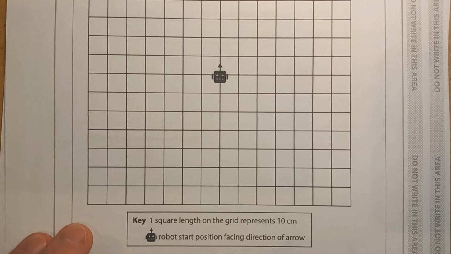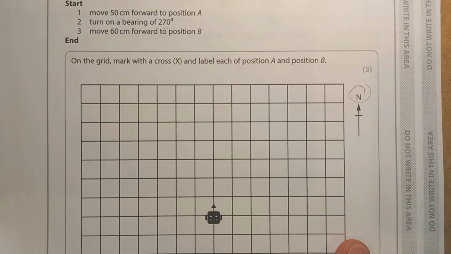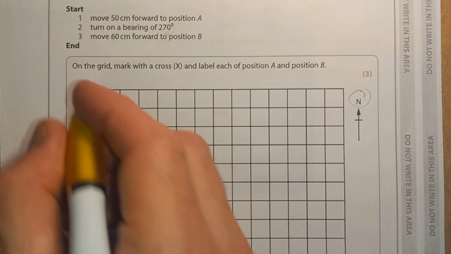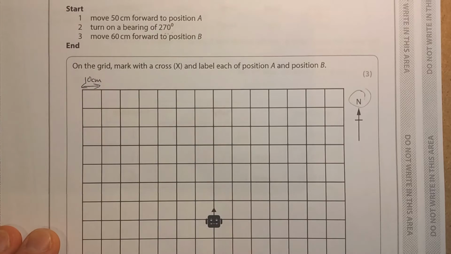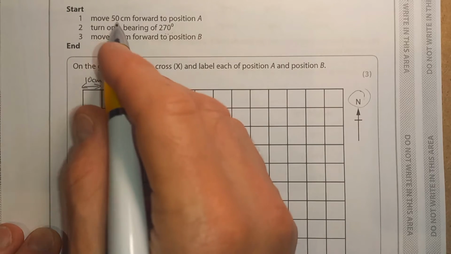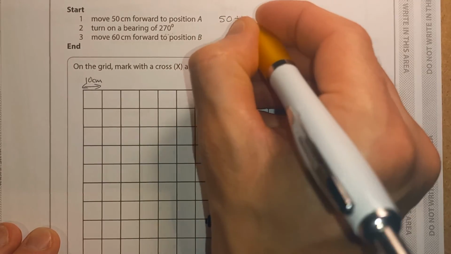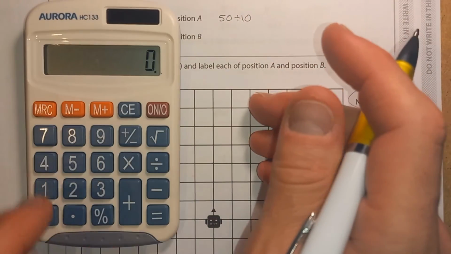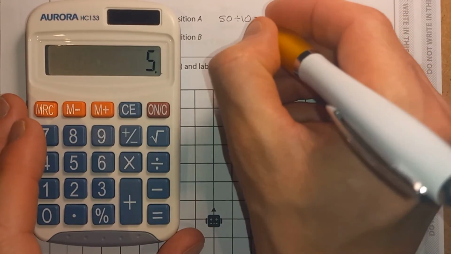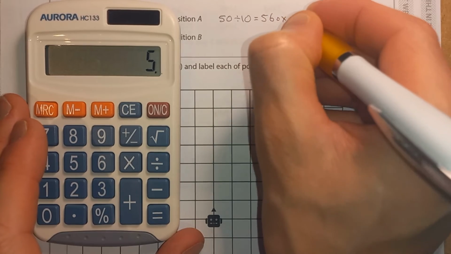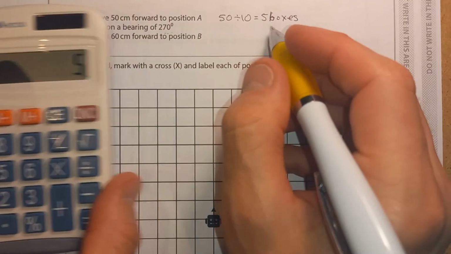Okay, so he's looking up. So let's have this down here. So we're saying each of these is 10 centimetres. So if we're moving 50 centimetres, well, 50 divided by 10, we can use our calculator, gives us, so that's going to be 5 boxes it's moving.